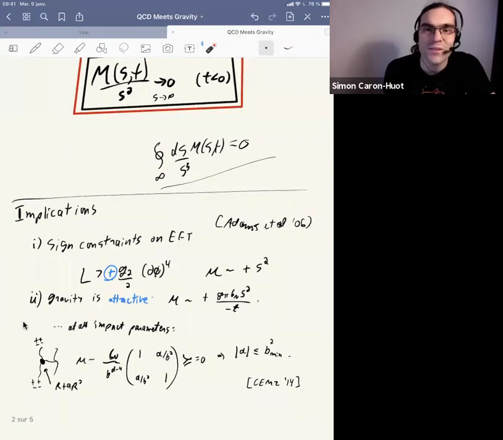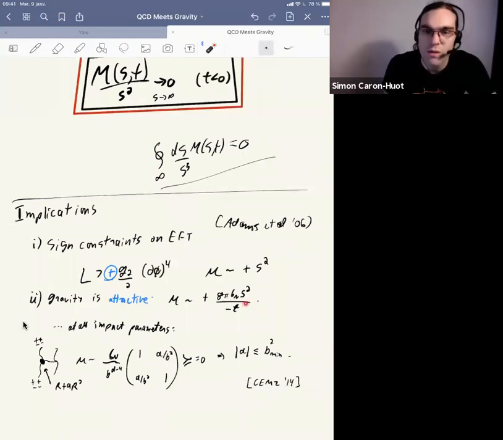Another cool thing that it tells you is that gravity is attractive. The point is that gravity, if you just draw a tree-level graph as on the left, gives you a force that grows at low energies like S squared. I'm talking about low energy, even below the string scale, really low energies. It grows like S squared.